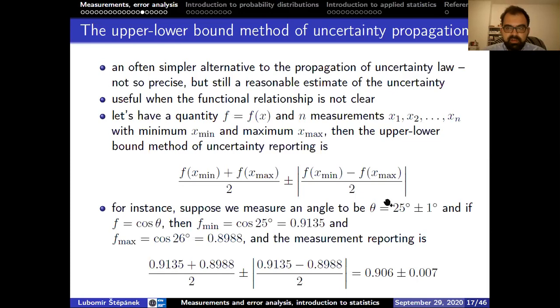So we are able to measure theta, but we weren't for some reason able to measure the cosine of theta. The approach to handle this is to calculate the minimum possible value of the derived quantity. So minimum cosine of 25. There is a typo, it should be 24 degrees, sorry for this. The minimum is of course 25 minus 1, so there should be 24.